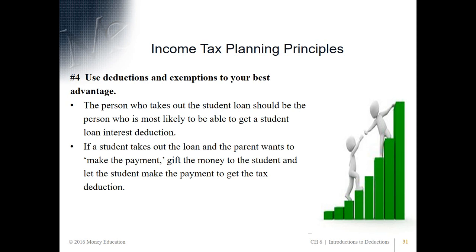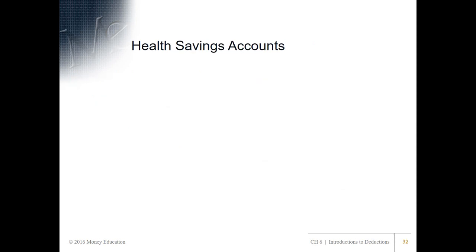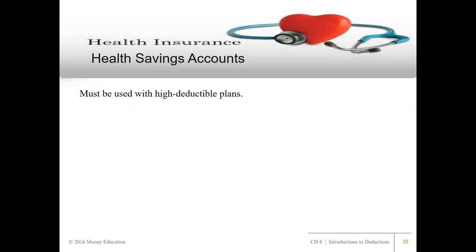So here's an example of something else you can do. If a student takes out the loan and the parent wants to make the payment for the loan, which happens frequently, then the parent should gift the money to the student and let the student make the payment to get the tax deduction. So that if the student took out the loan, the student is paying the loan. It doesn't say that nobody can give any money to the student. So just make sure that they do give the money to their child, assuming the child will actually use it to pay the student loan.